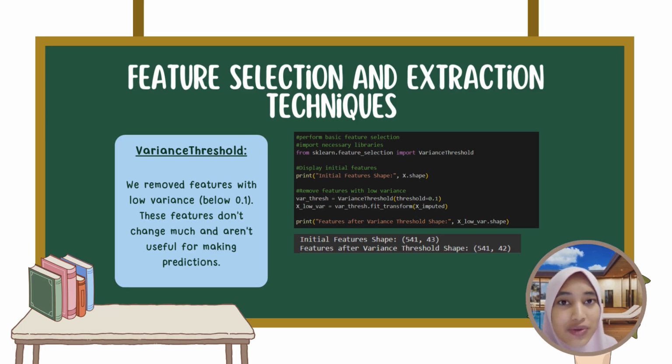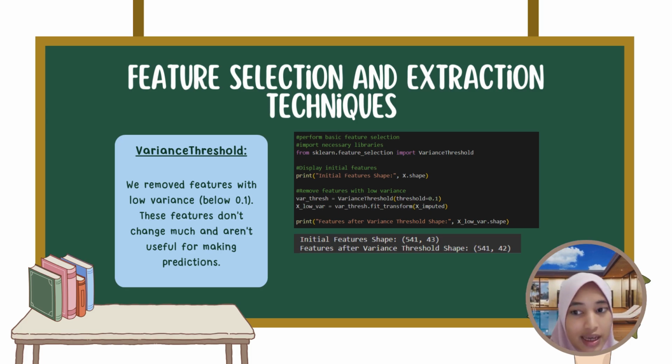Today I would like to explain about the feature selection and extraction technique that we use in our assignment. The first one is variance threshold, where we remove the features with low variance that is below 0.1. And you can see here in the code, in the command remove features with low variance, where we set the threshold to 0.1. It means any feature with variance below 0.1 will be removed, and to help the model differentiate between classes.